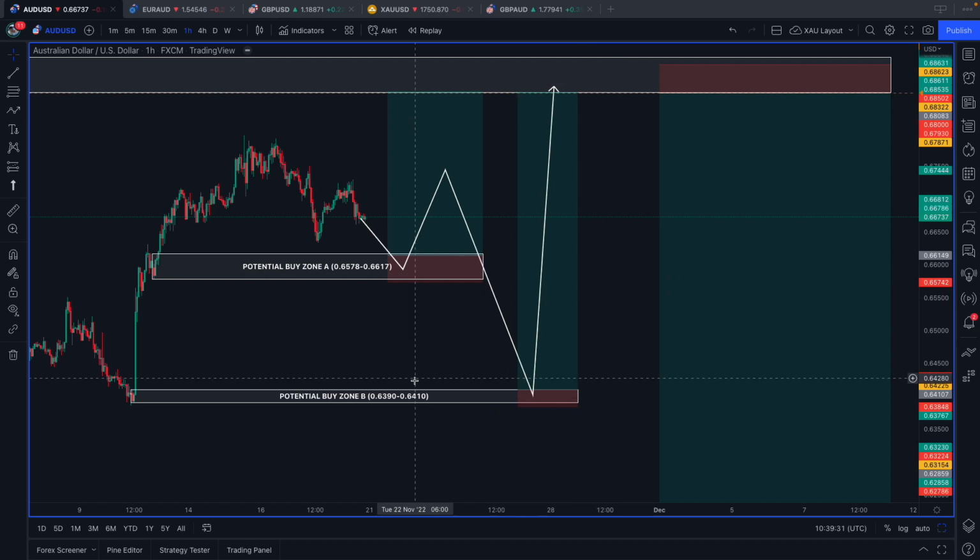So mark these areas out for yourself. This is on the 1 hour time frame, so mark these areas out for yourself. We've got an area here and an area here. Get them drawn out on your own charts. Wait for the right confirmation in order to execute those positions and profit with the LAGFX team.